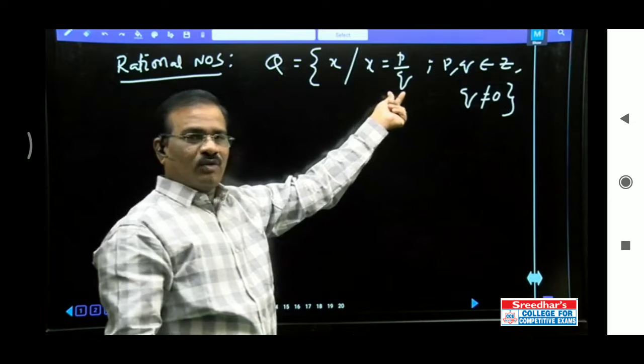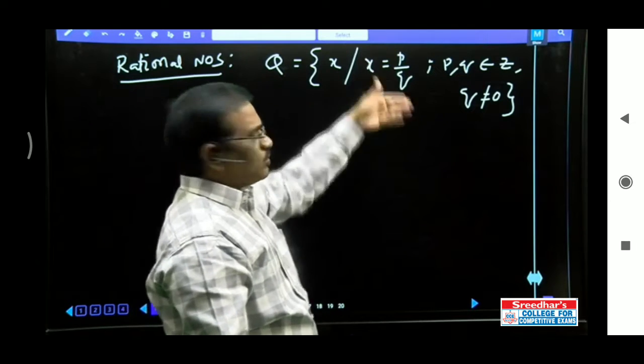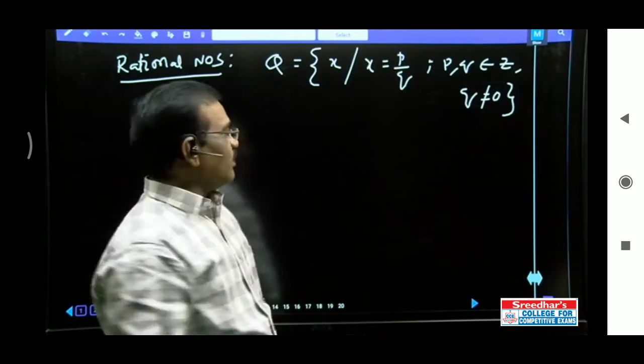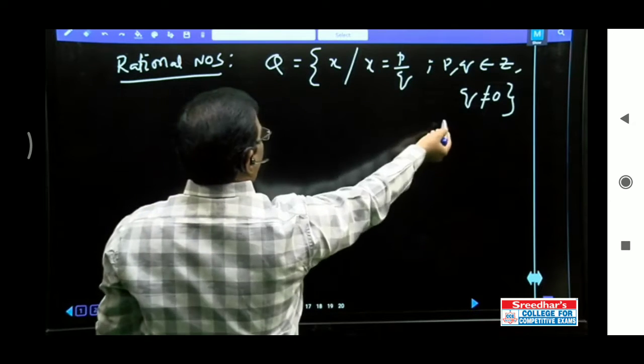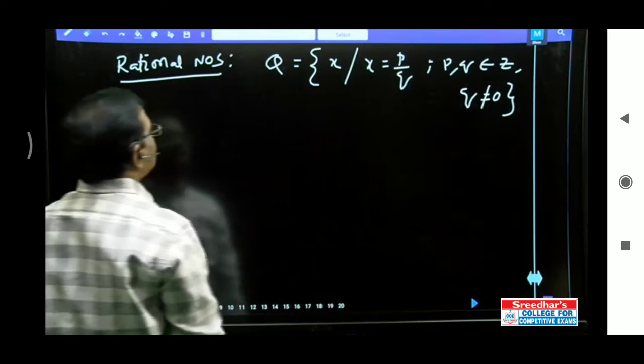The denominator should not be 0. Why? Because if the denominator is 0, something by 0 gives an indeterminate value. Therefore, an indeterminate value should not occur, so q is not equal to 0.